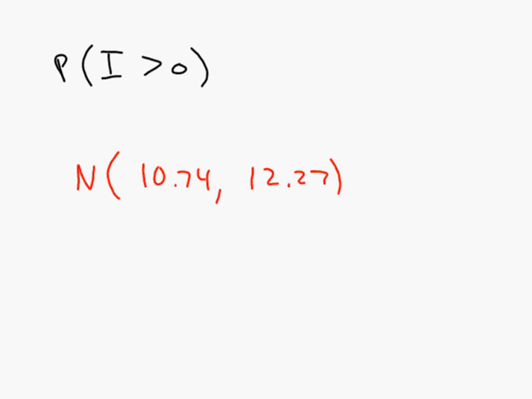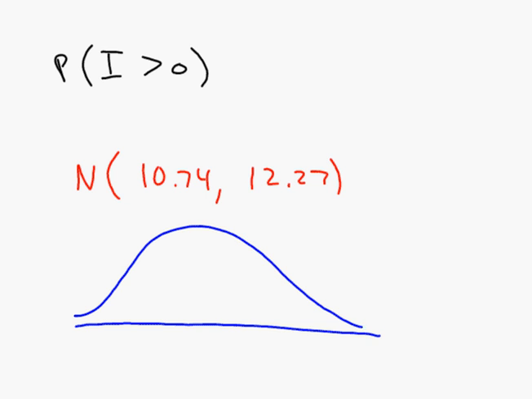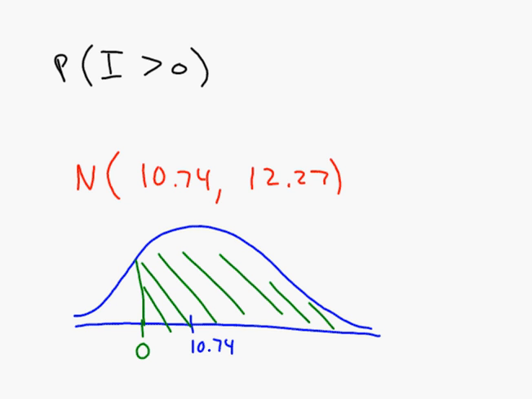So now we can draw a normal distribution, mark off the mean of 10.74, and then think about where 0 is going to be. Well, a full standard deviation away would be 12.27. So 0 isn't quite a full standard deviation away. It might be over here somewhere. And we want to know what's the probability that we're going to do better than 0. So there you are.